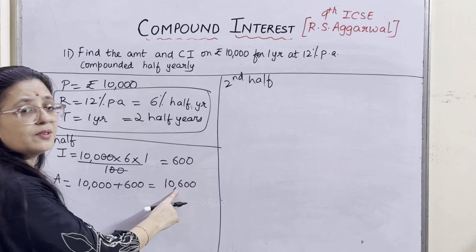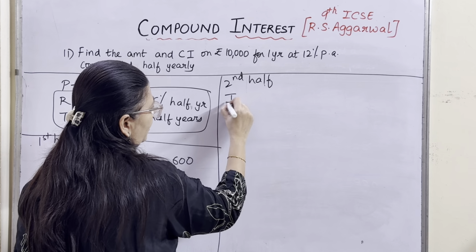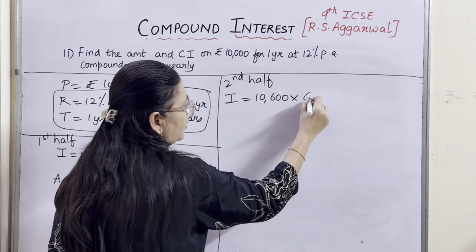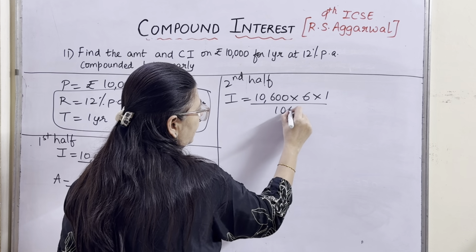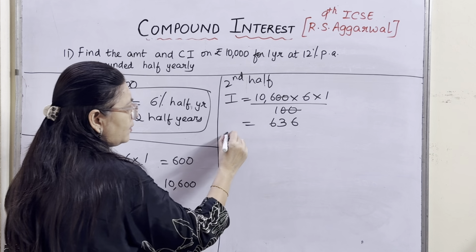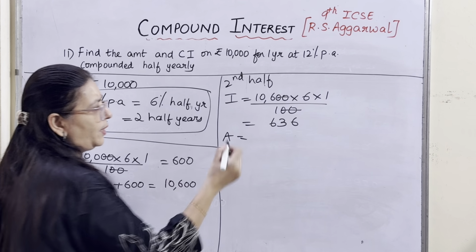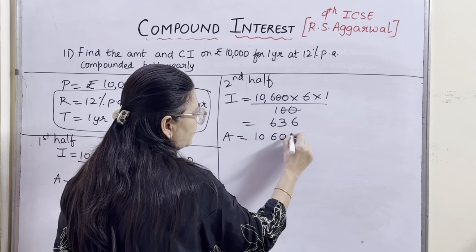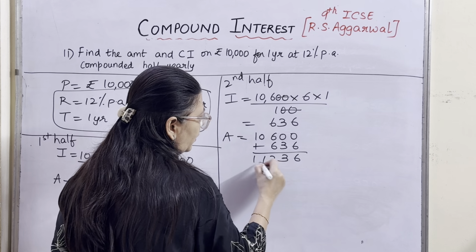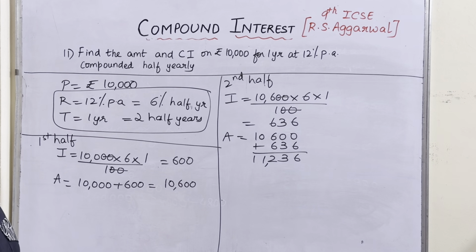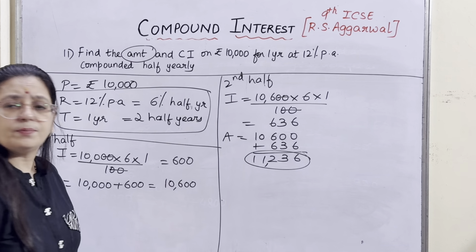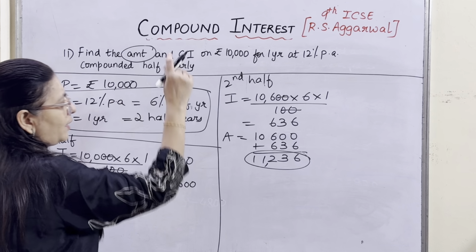What is the principal? Principal would be 10,600. So interest is principal. What is the rate? 6% and 1/2 of 100. Zeros cut, 6 6s are 36, 3 6. So what is the amount? Amount is principal plus interest. So 10,600 rupees plus 636, 6 3 12 1 1, 11,236. Now what you have to find, the amount? So amount is 11,236. Now find the compound interest.